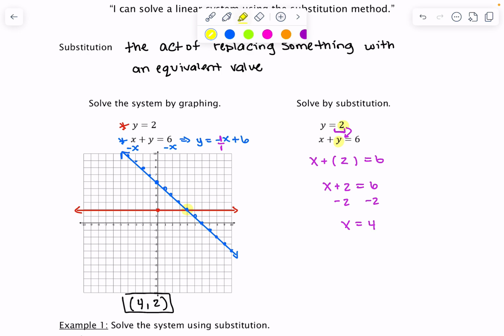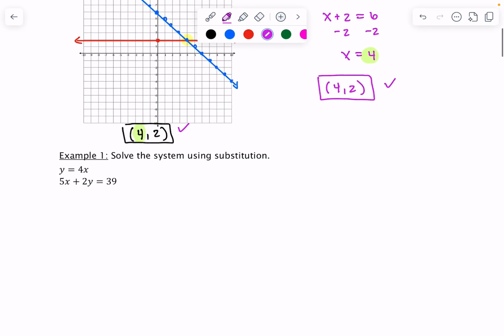Notice that that is what I had when I graphed. X is equal to 4. So I got the same thing. Okay. Also notice that y equals 2. So if x equals 4 and y equals 2, I have a point at 4, 2. Both options give me the same solution. Okay. And sometimes substitution is a lot easier than graphing. Okay. So let's take a look at a different example.